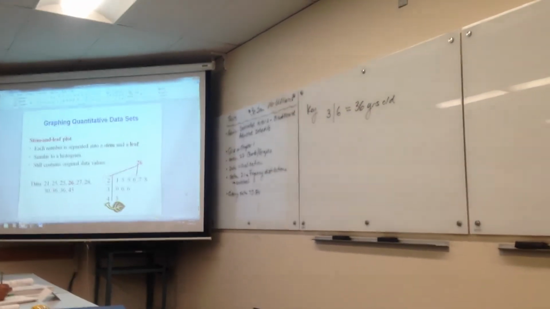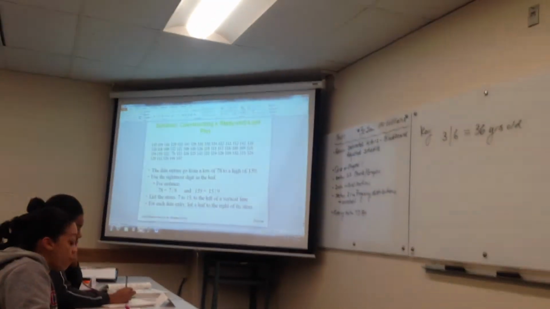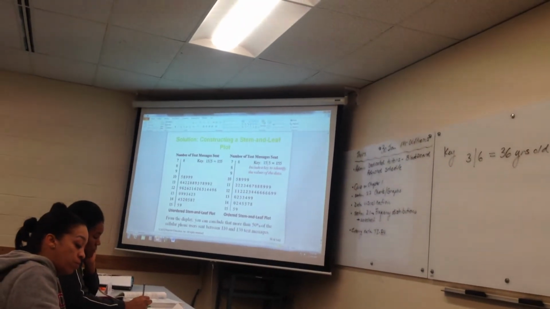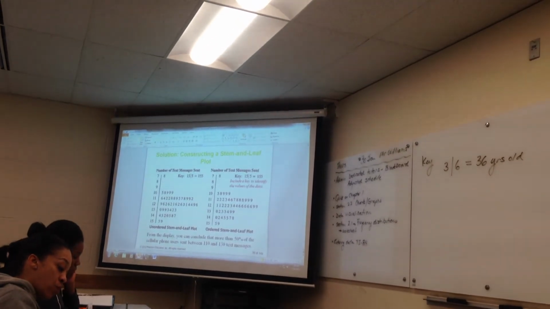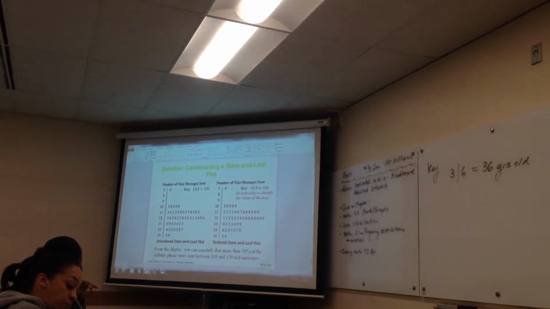There, I think, is an example here in your textbook and in the slides, another example. Number of text messages sent. It's a longer and a bigger stem and leaf plot. Take a look at that example, and you can see there that they have the key if you look up there.